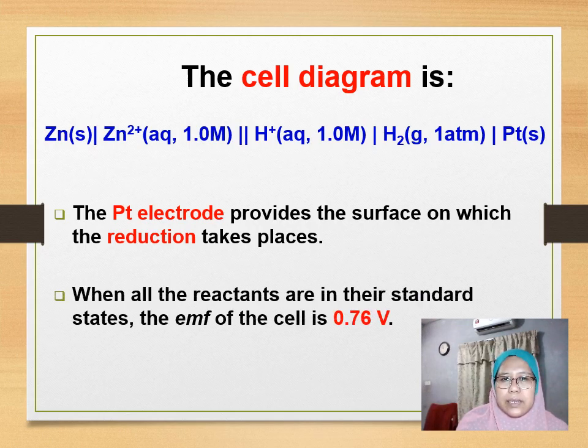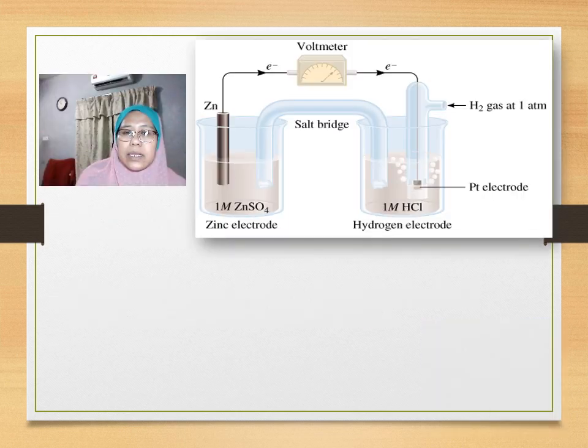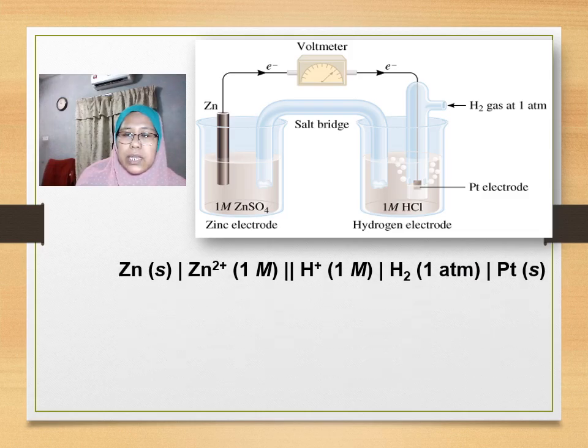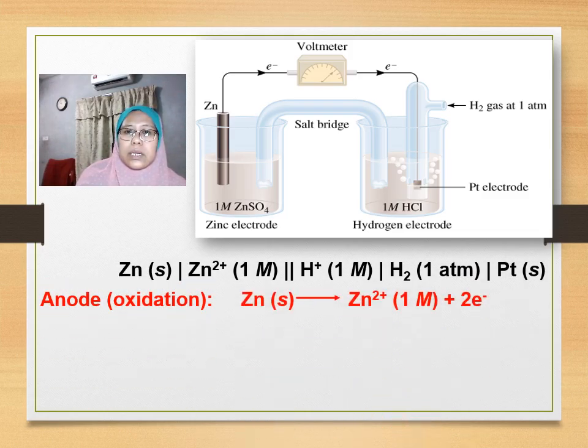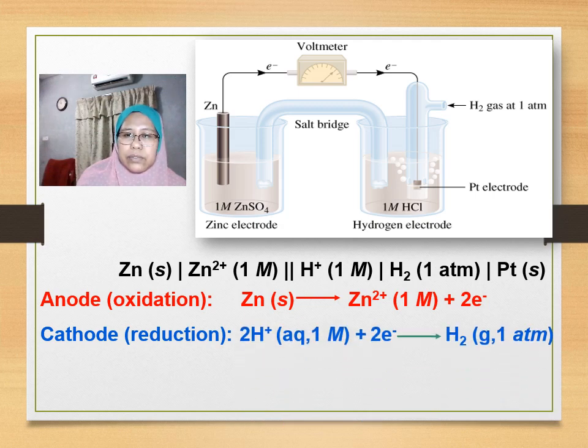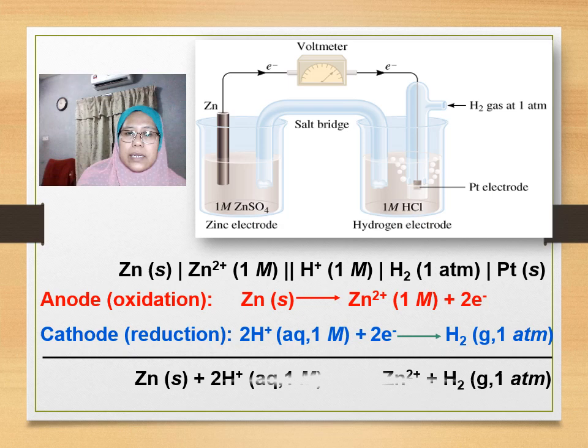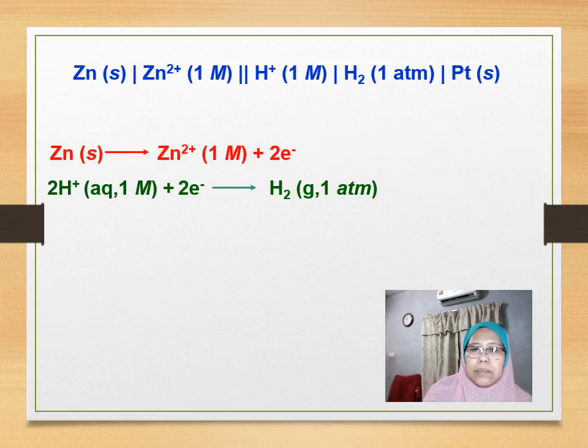When all the reactants are in their standard states, the EMF of the cell is 0.76 volt. So EMF is the electromotive force. And you can see that the calculation is anode, that is the half-cell equation, and then cathode reduction. This is the half-cell reaction, and then you can see that this is the overall cell reaction. Zinc solid plus 2H+ becomes zinc 2+ plus H2.